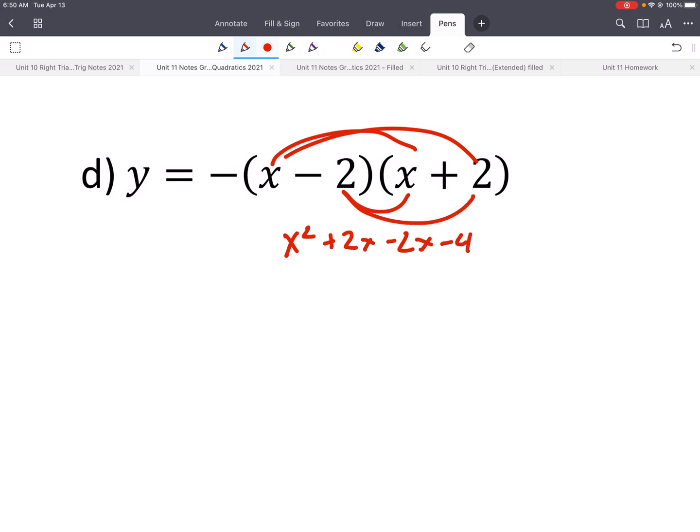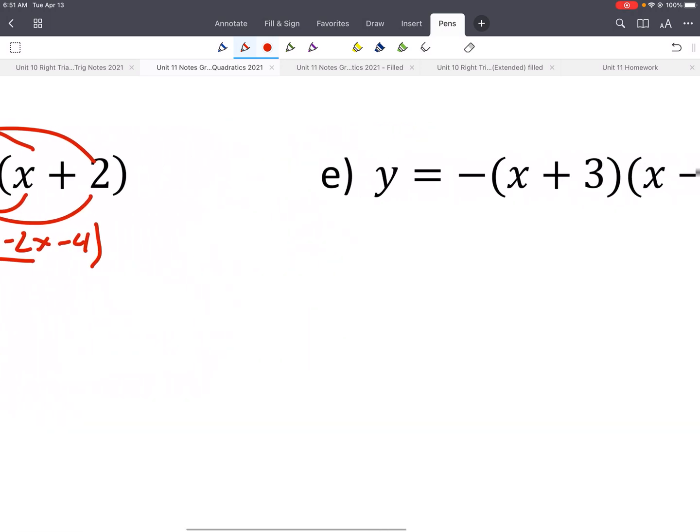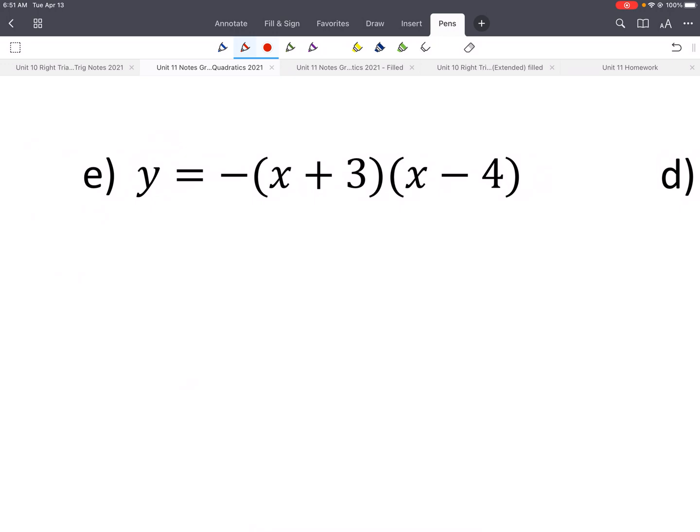But then we need to remember that we have this negative out here in the front like this. We could combine like terms. These two will cancel, so 2x minus 2x will give us 0x. So we just get something like this. And then we need to distribute that negative. So we'd end up getting y is equal to negative x squared, and then we'd have a positive 4. Okay. All right. E, same sort of thing.